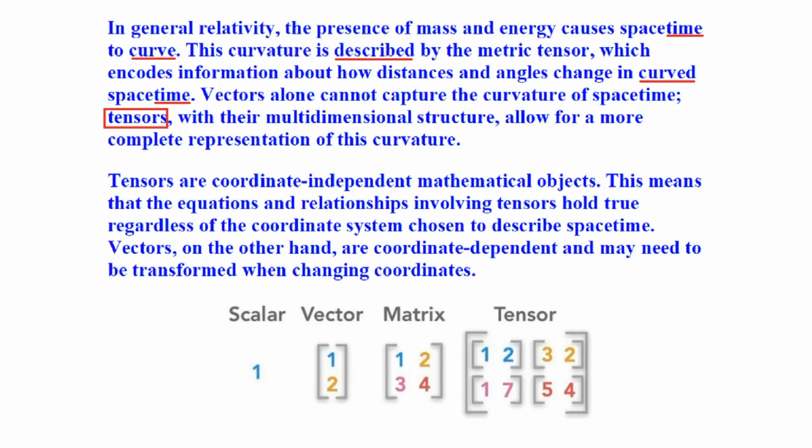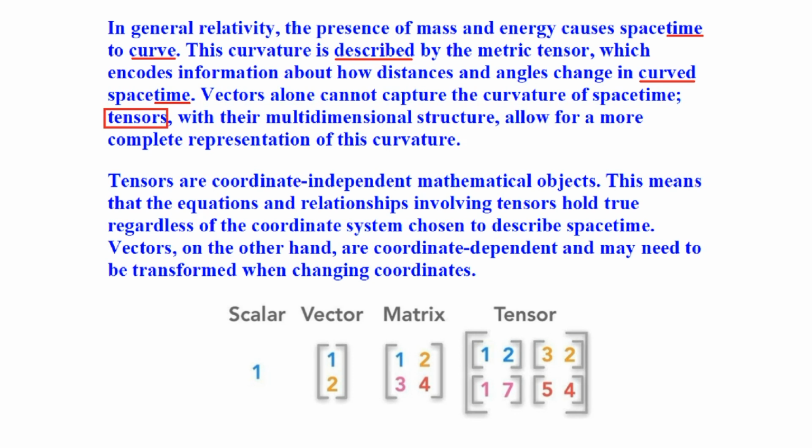Okay, so we talked about a tensor there. What is a tensor? Just so people know here. In general relativity, the presence of mass and energy causes space-time to curve. How do you curve time? This curvature is described, not explained, but described by the metric tensor. So you're talking about a quantitative analysis of something, and they're going to describe it, and they're not going to explain what it is because they have no clue, okay? Which encodes information about how distances and angles change in curved time again. We have curved time all over the place. They're curving time, they're bending time, okay?